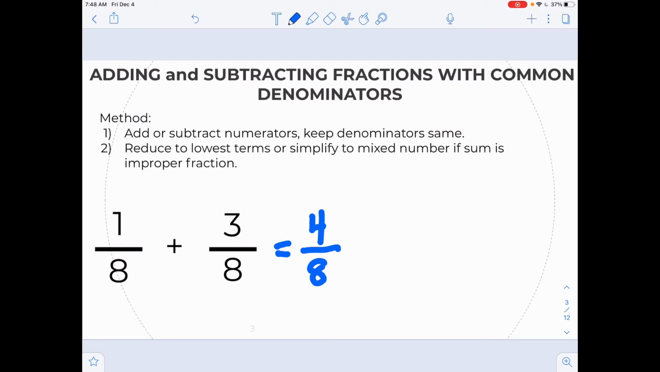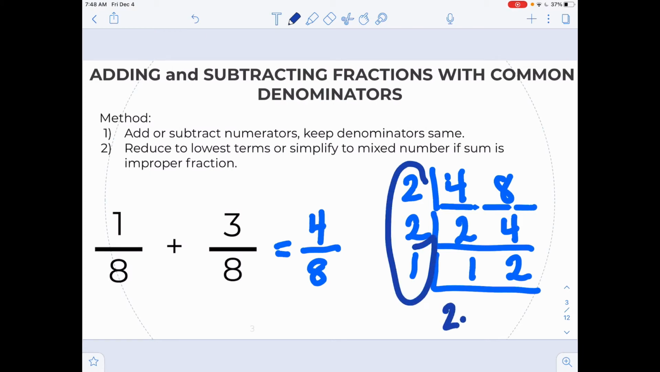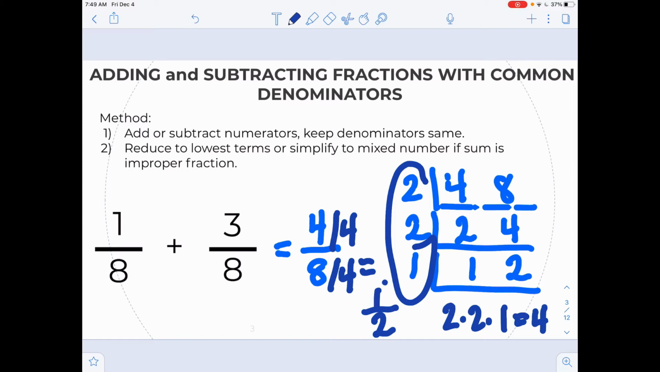Now I need to check if I can reduce it to lowest terms by finding the greatest common factor of 4 and 8. I can divide both by 2, and I can divide by 2 again. And then the only number I can divide 1 and 2 by is 1. So my greatest common factor is 2 times 2 times 1, which is 4. This means I can divide both the numerator and the denominator by 4 to get my lowest term fraction of 1/2. You'll notice that's the same numbers that are on the bottom rung of our ladder.